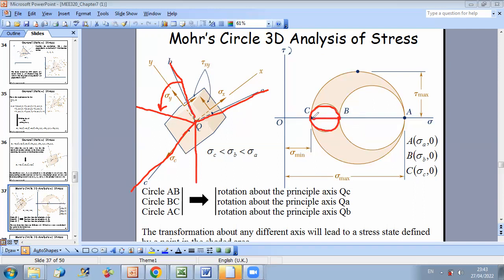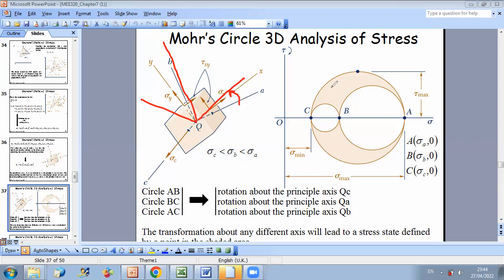So as we did in 2D analysis, okay? And finally, for the third circle AC, this circle corresponds to the state of stress if I do rotation about the principal axis QB. So if I rotate about the B axis, then I will have a frame in plane AC. And knowing the orientation between the axes, the angle of rotation, I can use Mohr circle to find the state of stress.